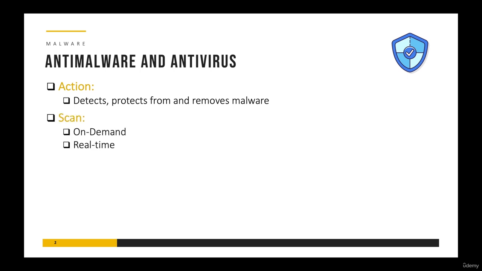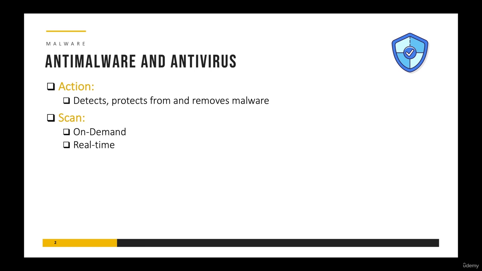We have two different types of scans available. The first one is on-demand scanning. This is when the user specifies the anti-malware or the antivirus to start. So this is a user-triggered scan. And the user can specify whether the scan needs to be done for all the files on the system or just specific folders or even specific files.